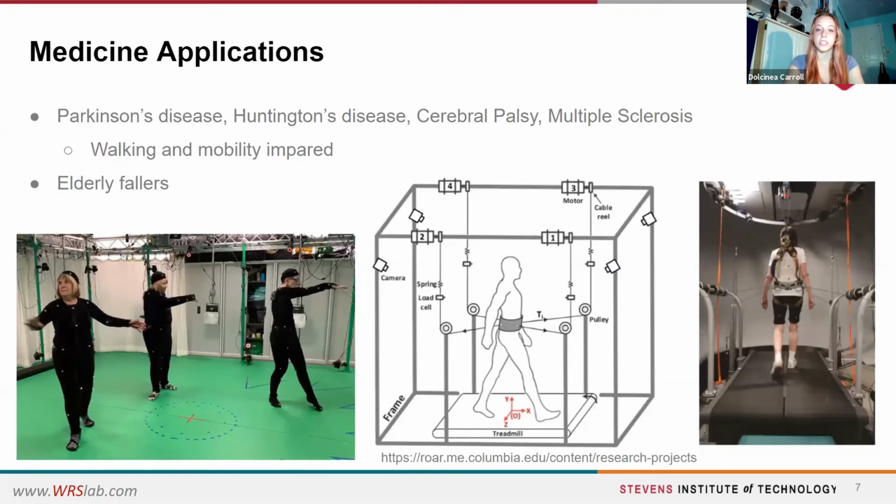In addition to helping athletes, this technology can be used to help people with mobility impairment. Some debilitating conditions it has been used with are Parkinson's disease, Huntington's disease, CP, and MS. Researchers used mocap to figure out how these diseases affect the patient's walking and mobility, and possible ways to assist them and improve mobility. It has also been used in a similar way to help the elderly with increasing movement and limiting falling.